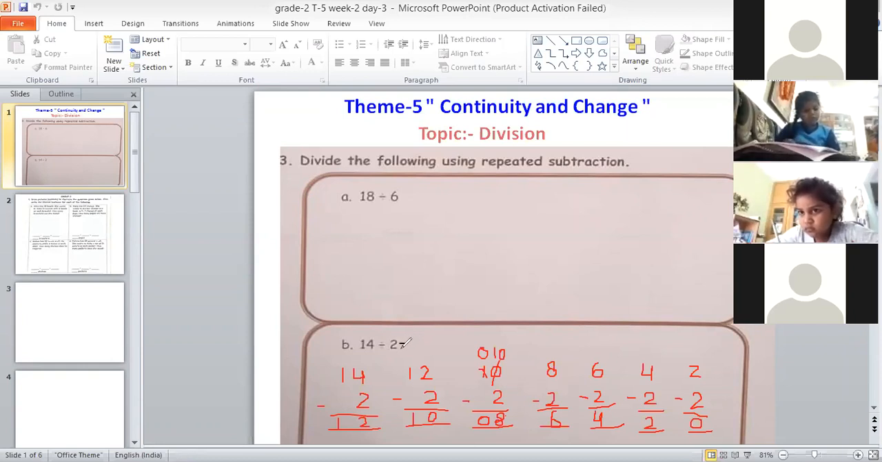So we will write the equal to symbol beside this question, and after this equal to symbol we'll write 7. So the answer is 7. Very good. 12 divided by 2 is equal to 7. Please write this answer quickly, children.